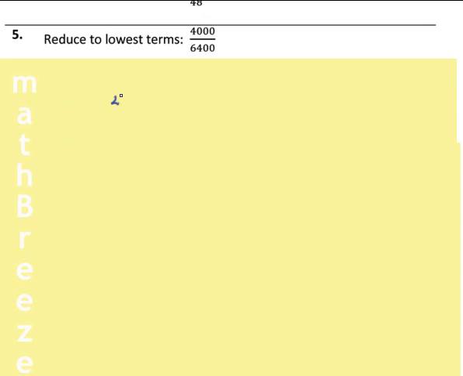Okay, number 5, we have 4,000 in the numerator and 6,400 in the denominator. Let's right away divide top and bottom by 10. And we can just indicate that by crossing off 2 matching zeros. And we can divide by 10 again, again indicating that by crossing off 2 matching zeros. So far we've reduced to 40 over 64.